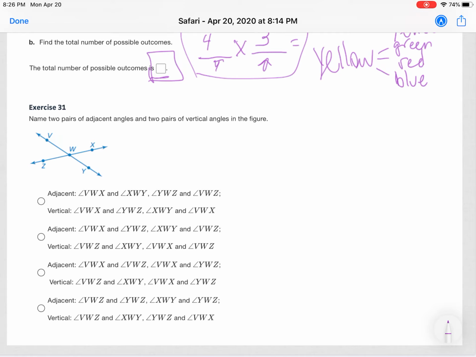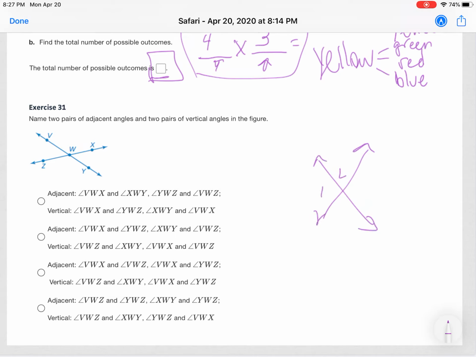Number 31. This last one is a review question from previous units. I'll still go over it, but just so you know, this is a review question that you should know the answer to. Name 2 pairs of adjacent angles and 2 pairs of vertical angles. So remember that adjacent means they're next to each other and they share a line. Vertical means they are across from each other. So think about these angles. I'll show you an example.